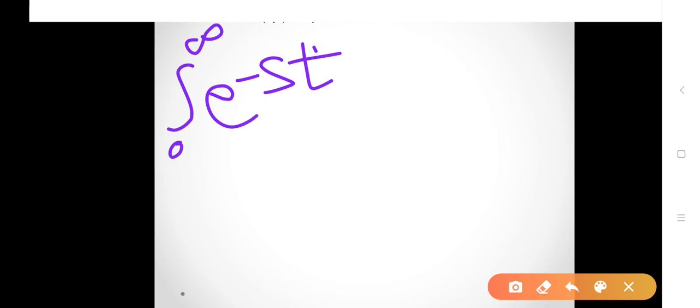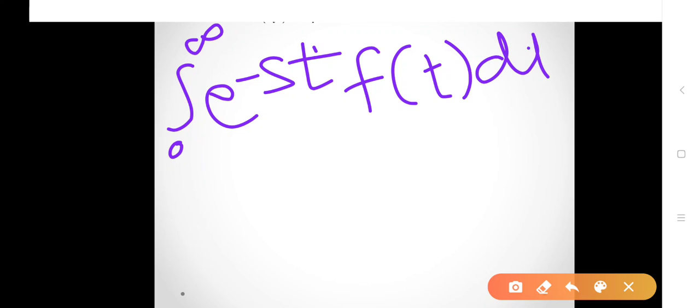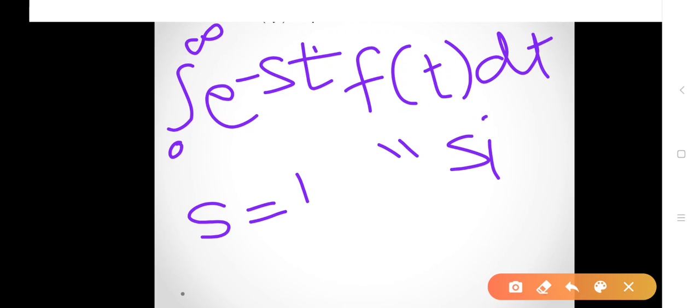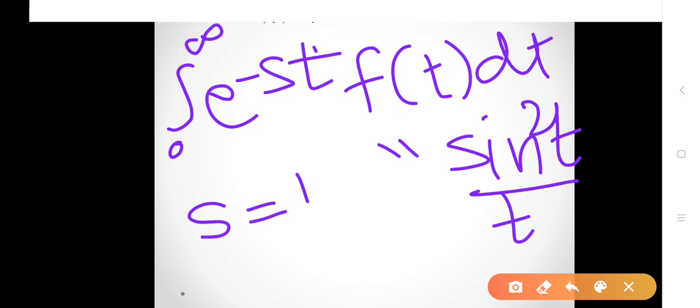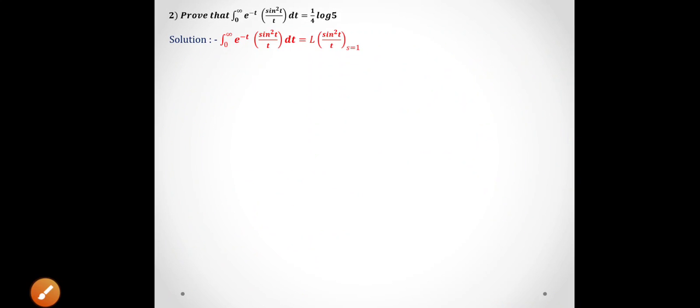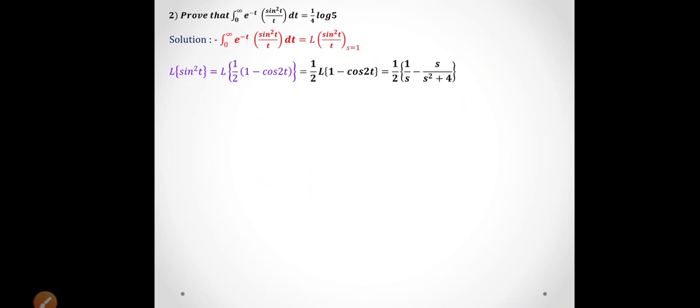Prove that integration from 0 to infinity e raised to minus t sin square t by t dt equal to 1 by 4 log 5. So first we have to compare the LHS with the standard form. As here e raised to minus t is an exponential term, so it is clear that s equal to 1, and f of t is nothing but sin square of t upon t. So here we have to find the Laplace transform of sin square t by t and put s equal to 1. So first we will find Laplace transform of sin square t.